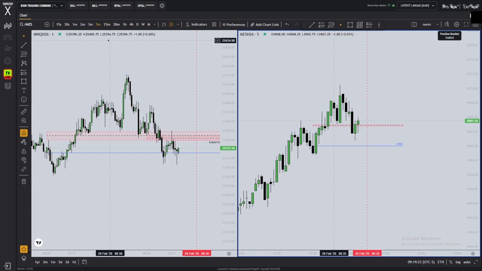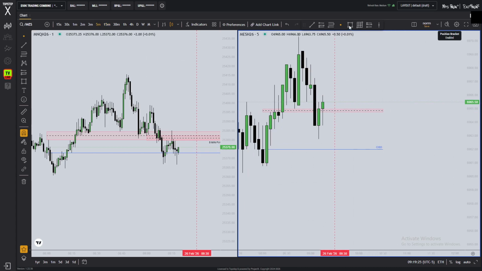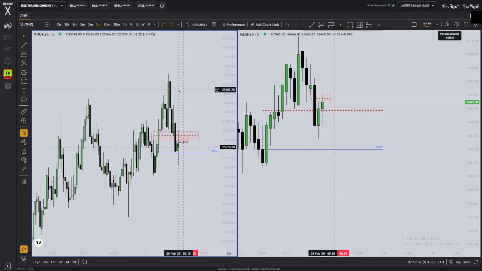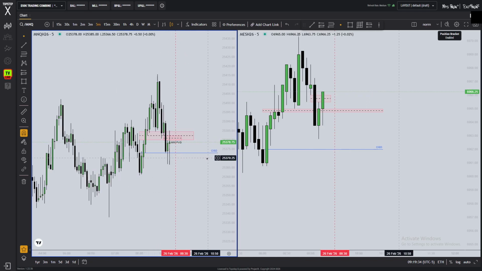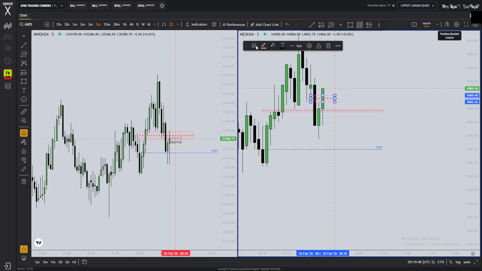So just mark out everything you need to see. Want to see what this 5 minute does. Looks like it's respecting. And Q is starting to respect. ES is starting to disrespect. And that's where you just do nothing.